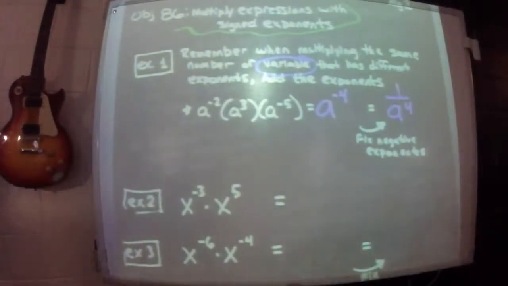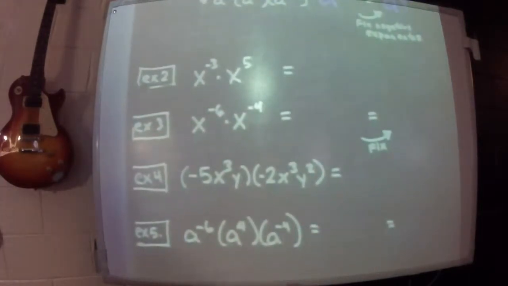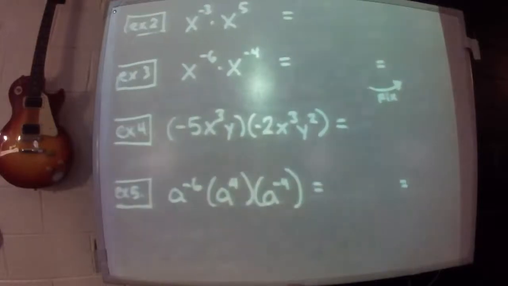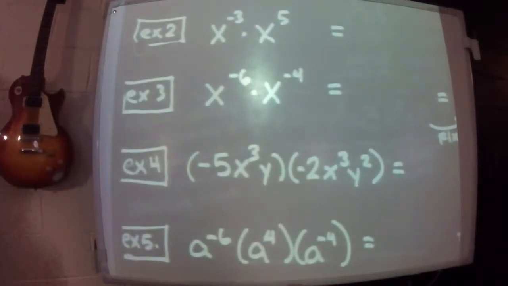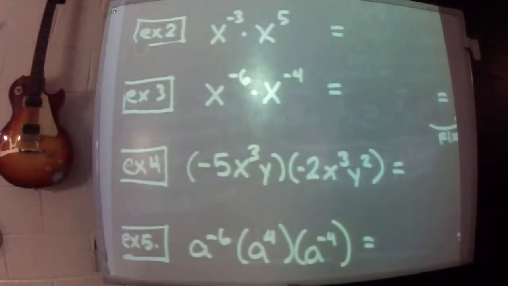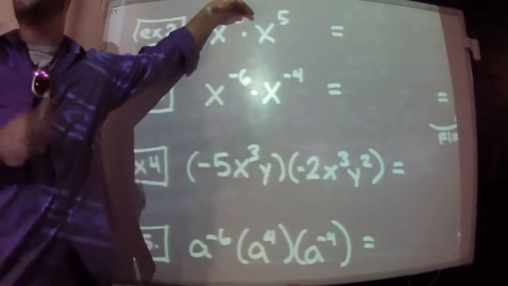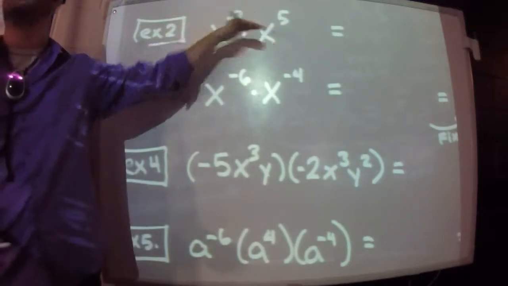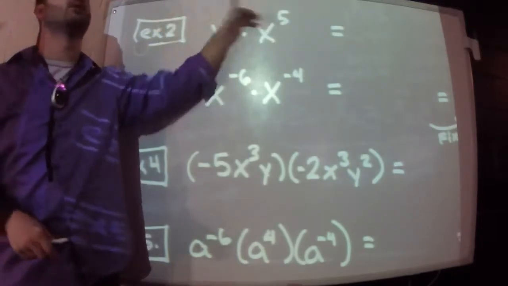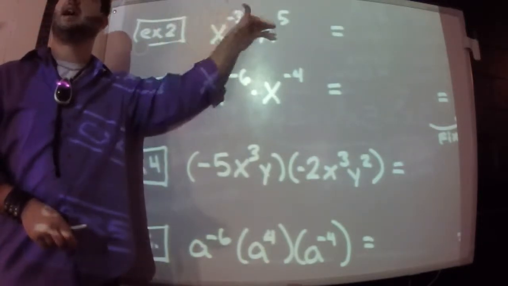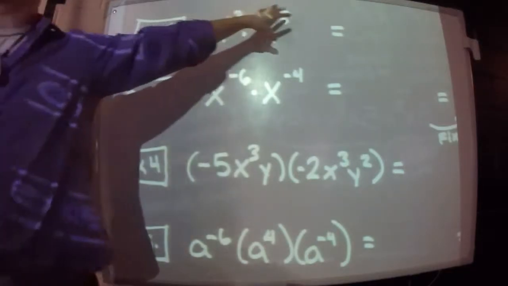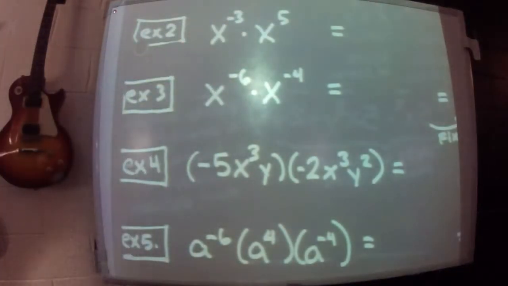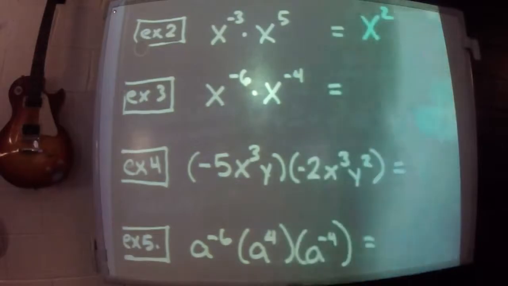Now, sometimes they'll do this with numbers. Sometimes they'll do it with x's. Sometimes they'll do it with a's. So here's just 4 more really quick examples. You got 2 x's, x negative 3 and x 5. Before, you could move this 3 to the denominator, but it's actually going to be quicker if you'll just add their exponents real quick and tell me what that is. x2. You got negative 3 and positive 5 makes x to the 2, and that's positive, so you're done. It's x2.